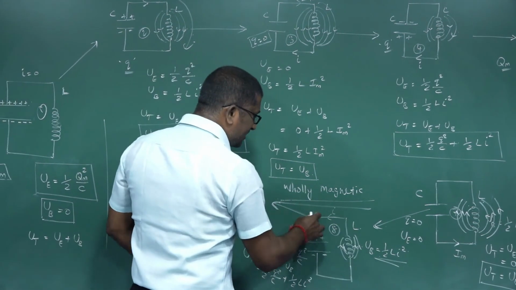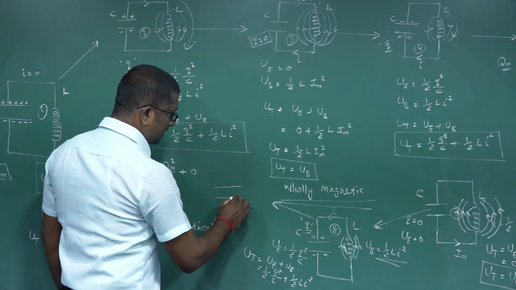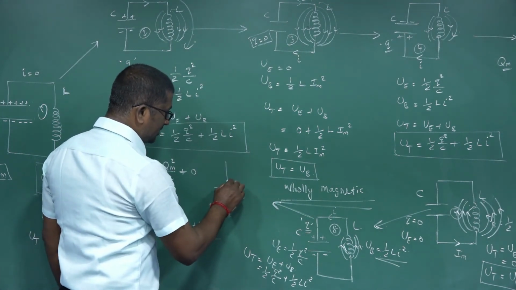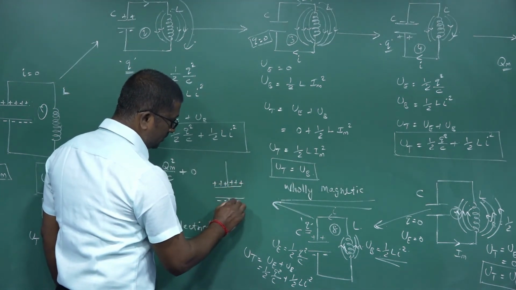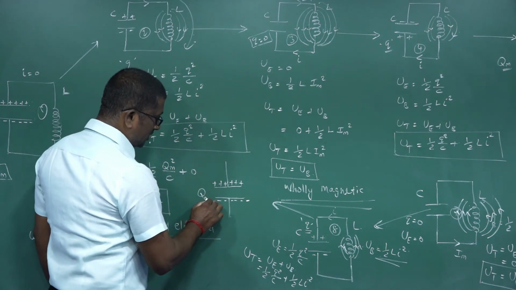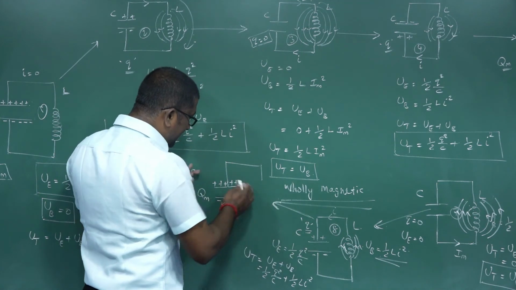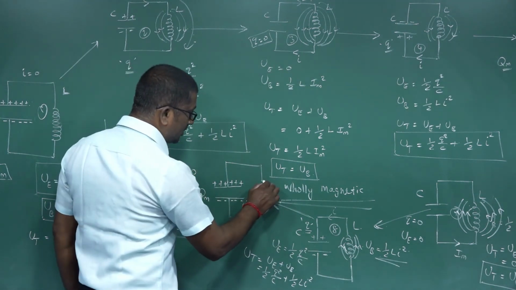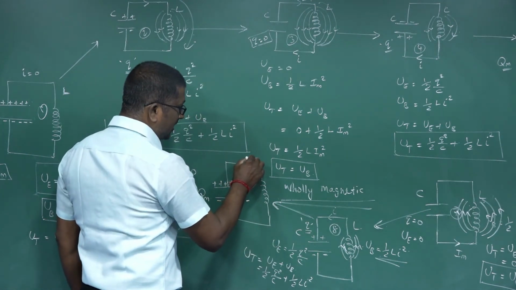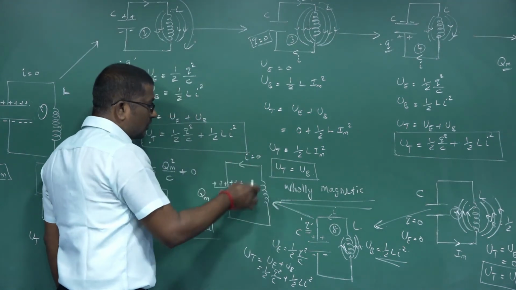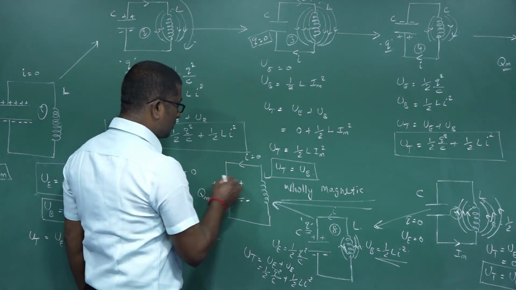Then finally, the inductor sends the maximum current to the capacitor. So the capacitor gets charged with the maximum charge. The maximum charge in the capacitor is Qm. If the capacitor gets charged with the maximum charge, the amount of current flowing through the circuit is 0.